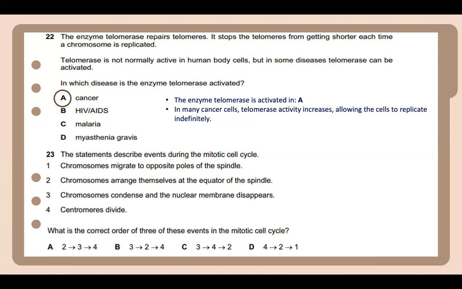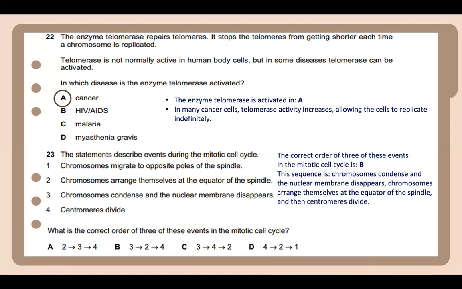The statements describe events during the mitotic cell cycle. The correct order of these events is 3, 2 and 4, which is: 3, chromosomes condense and nuclear membranes disappear; 2, chromosomes arrange themselves at the equator of the spindle; and finally 4, the centromeres divide. And this sequence was already explained just now.